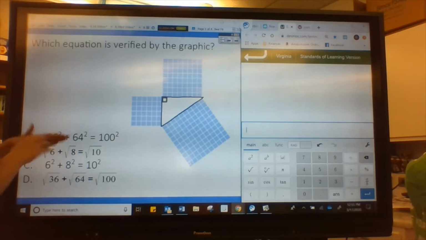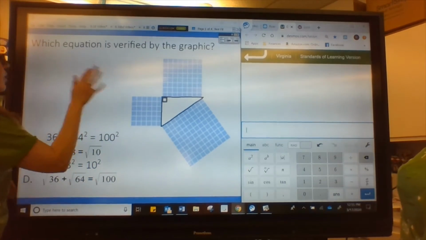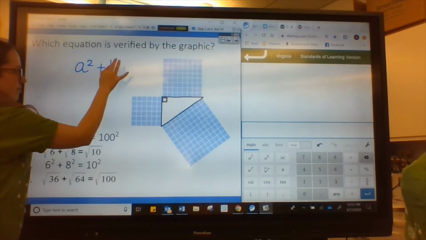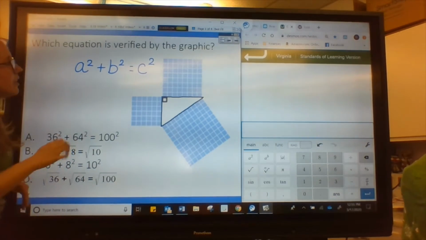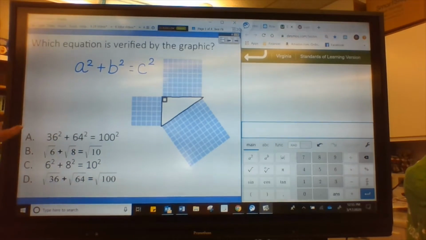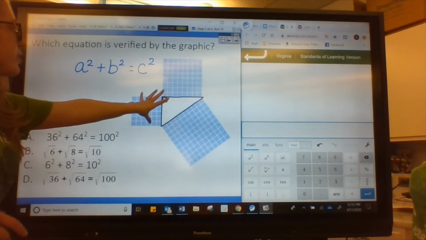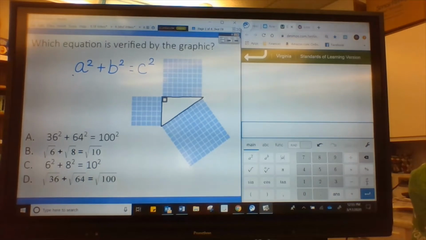So when I'm looking at this, the first thing I'm thinking is if it's a right triangle, I know that it has to be using the Pythagorean Theorem. So, a squared plus b squared equals c squared. And maybe I don't know what a, b, and c are yet, but I know it has to be using that formula. So if I look at my choices, when I'm trying to decide which one of these shows this picture, it better be in this form.